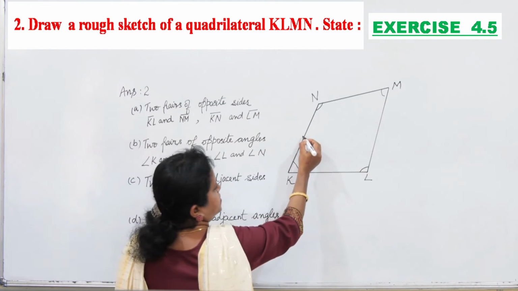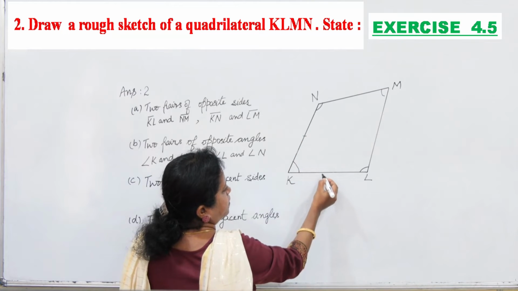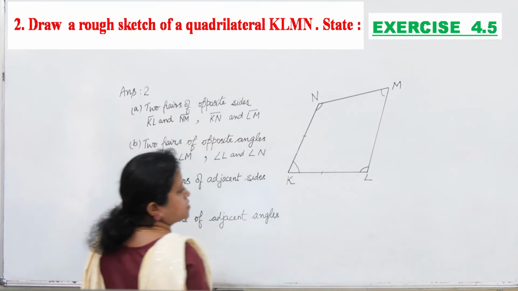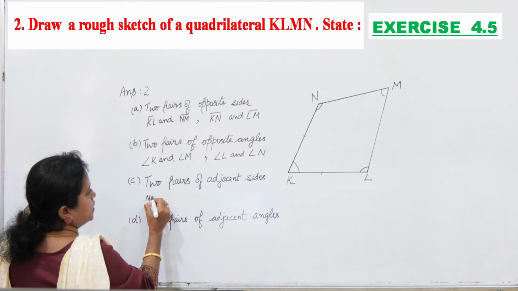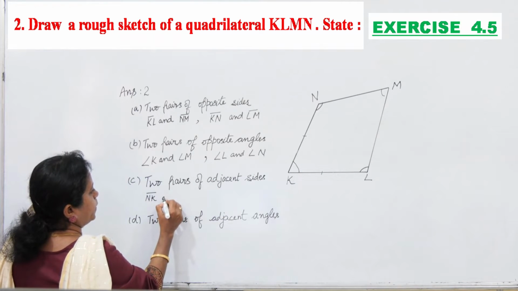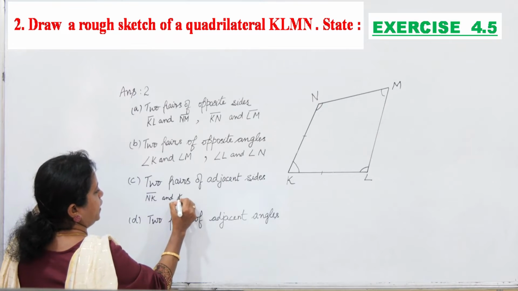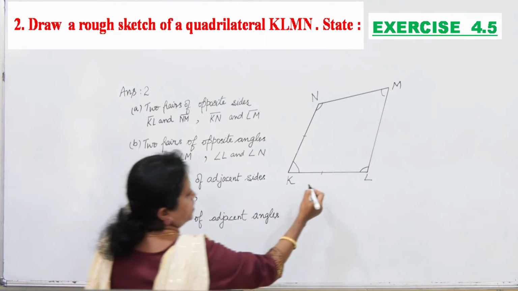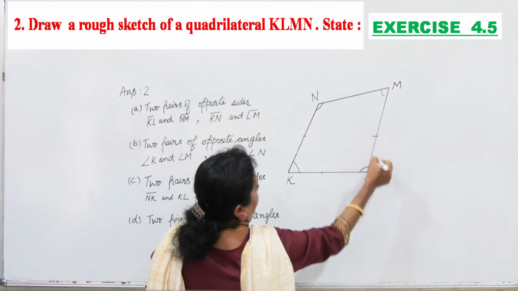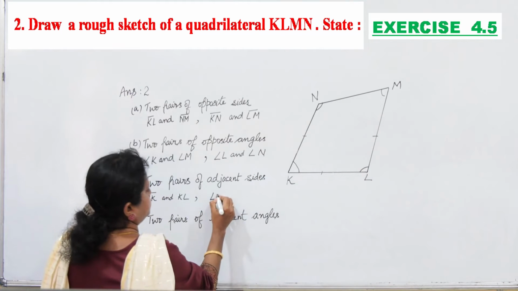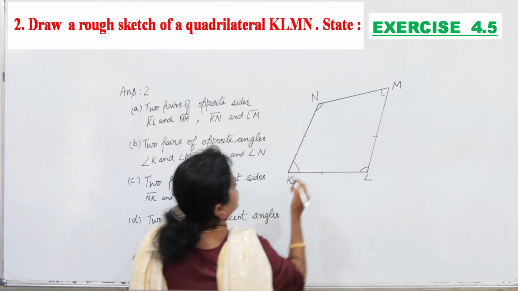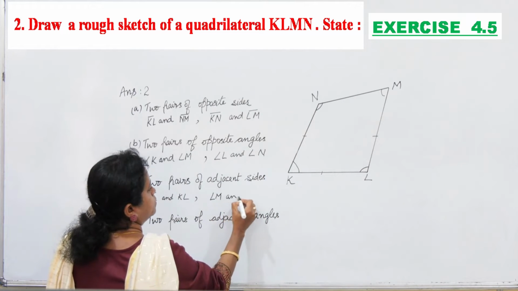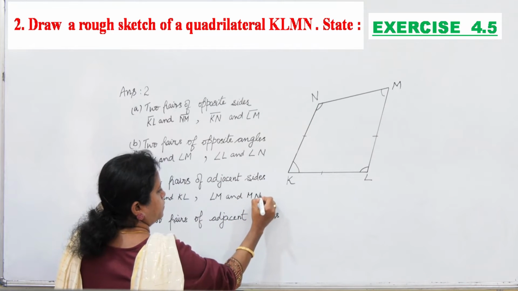2 pairs of adjacent sides. So if you take the side NK, the side which is adjacent to it is KL, so you can write one pair as NK and KL. And if you take the side LM, either you can write it with KL, or LM is also adjacent to MN.